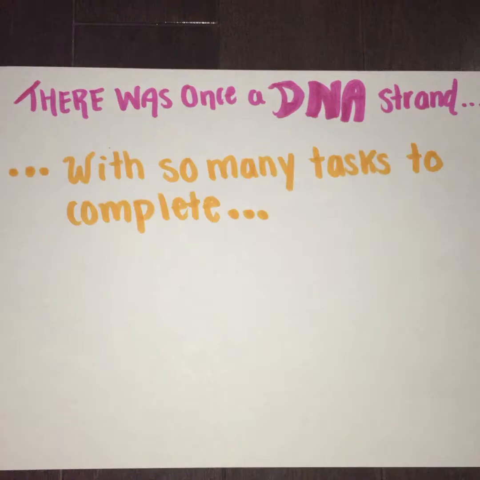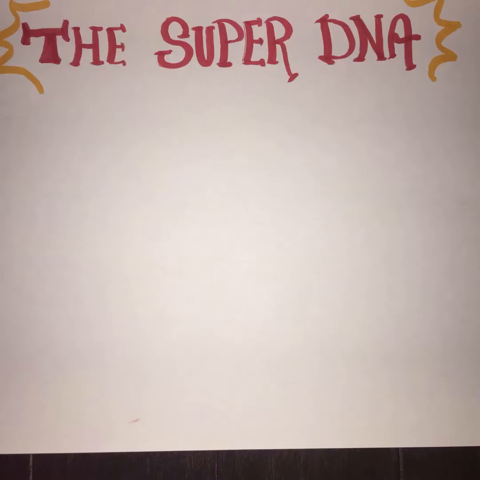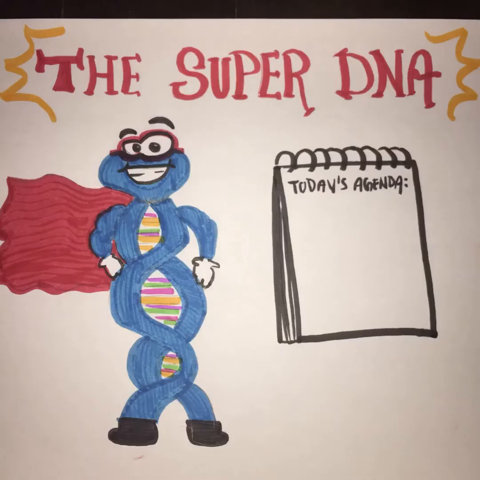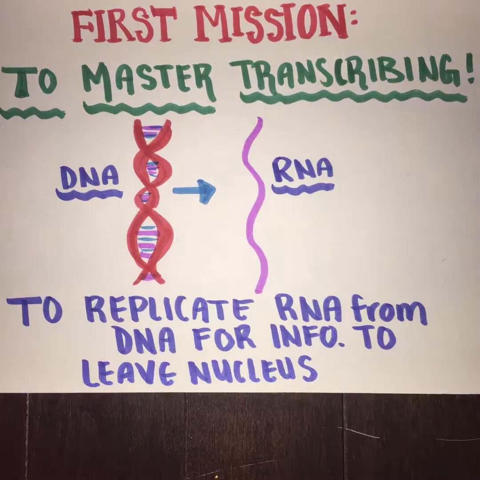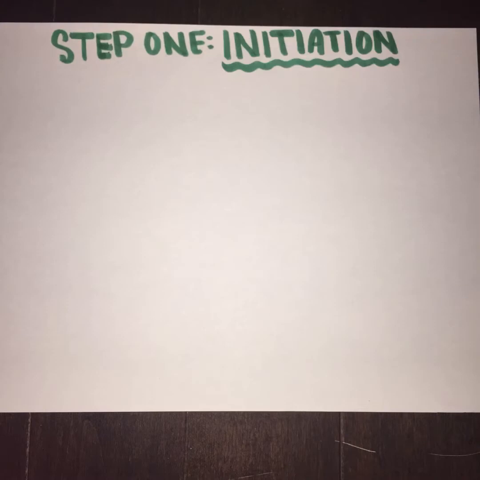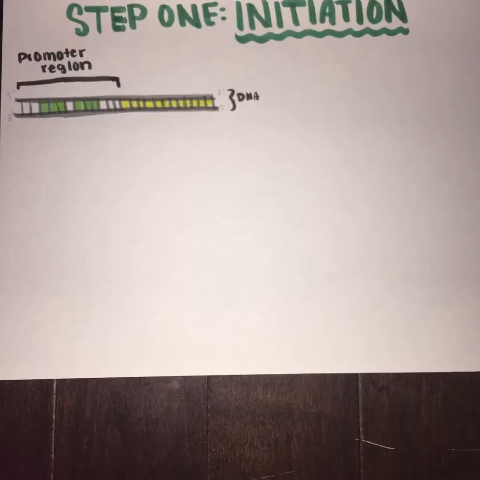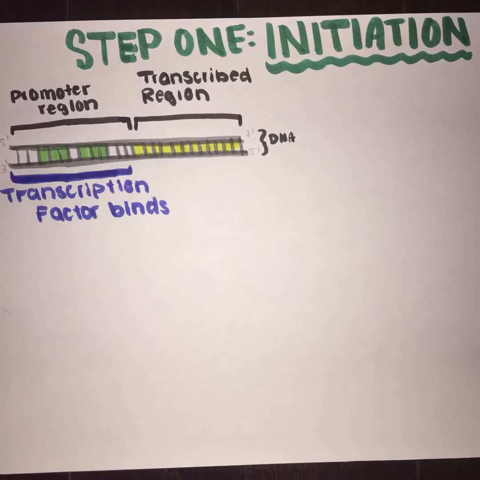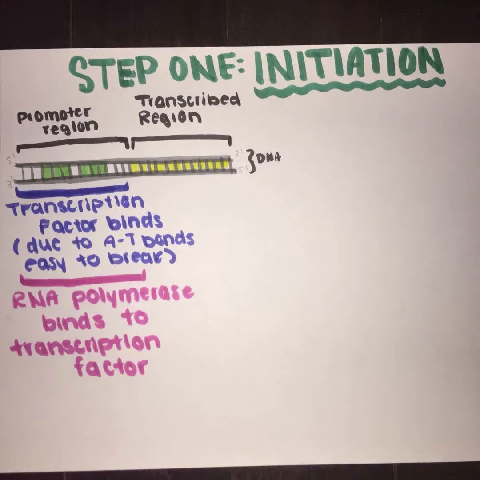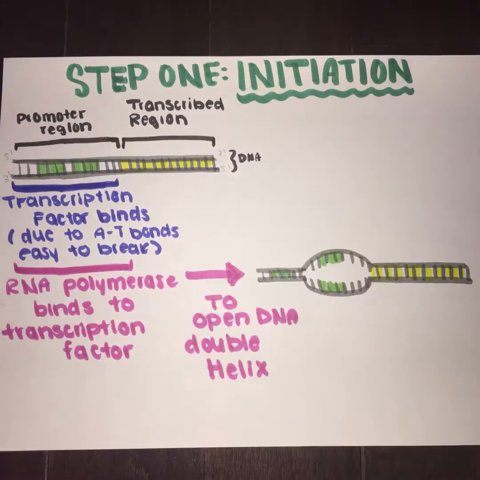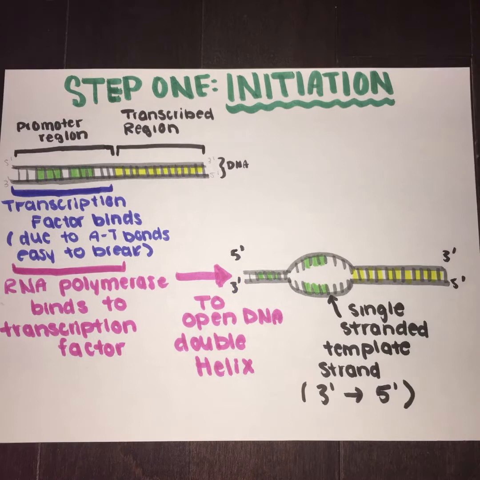Today, we're talking about the DNA strands and all the different missions it has to accomplish. Starting off with transcription, the way to make RNA to leave the nucleus. It starts off by opening up the DNA helix by the transcription factor binding to the promoter region, with the RNA polymerase opening up the DNA double helix.